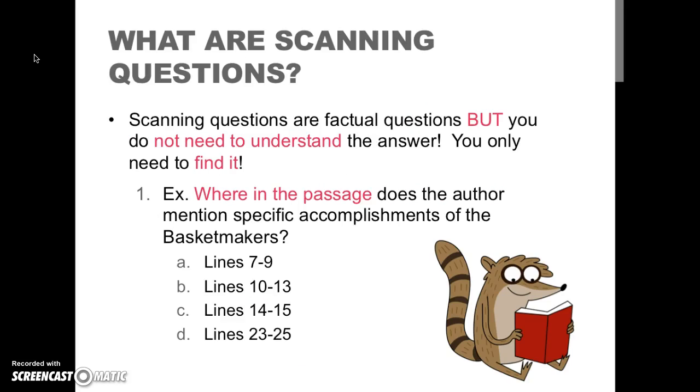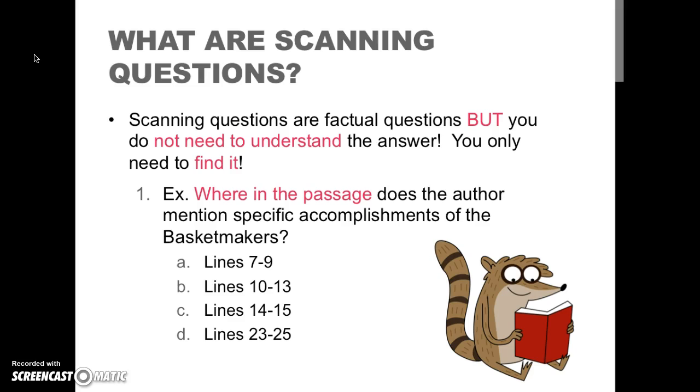Now, let's talk about scanning questions. Scanning questions are factual questions, but you do not need to understand the answer. You only need to find it. That means that these questions are the easiest to answer because you do not need to understand. You only need to find where the answer is.